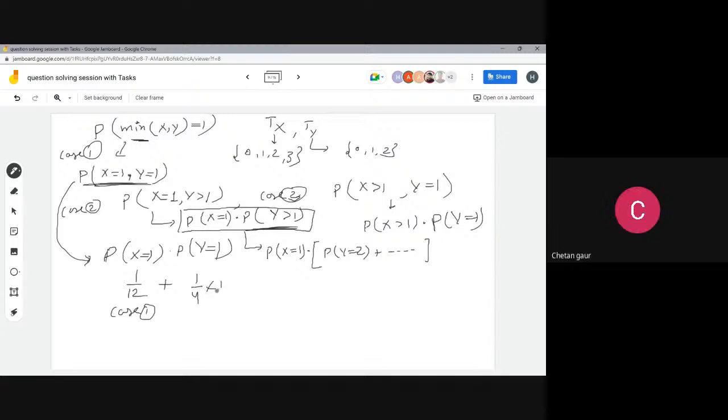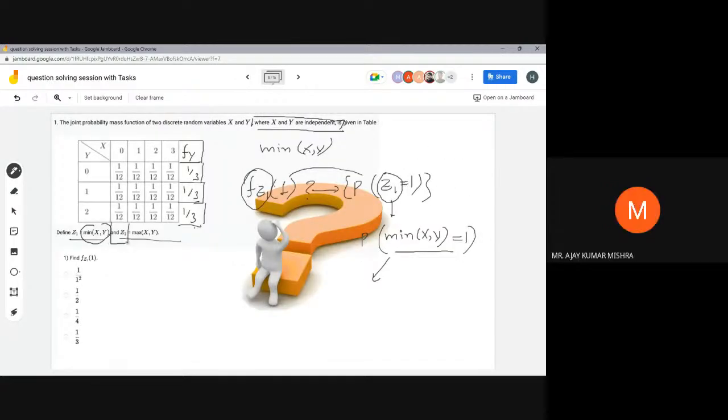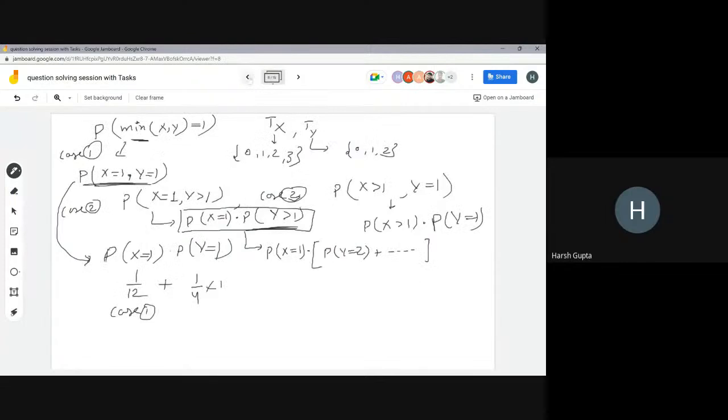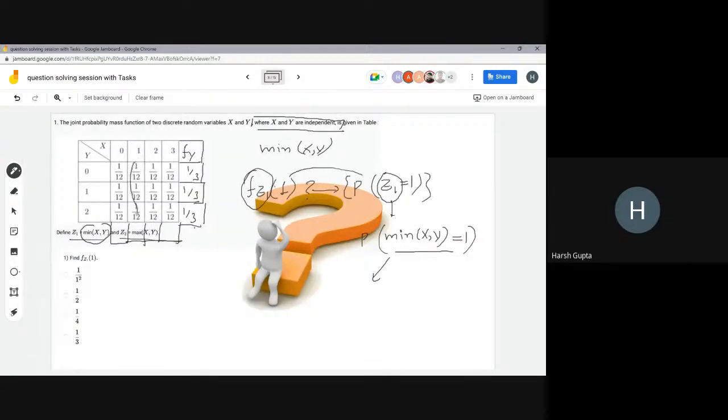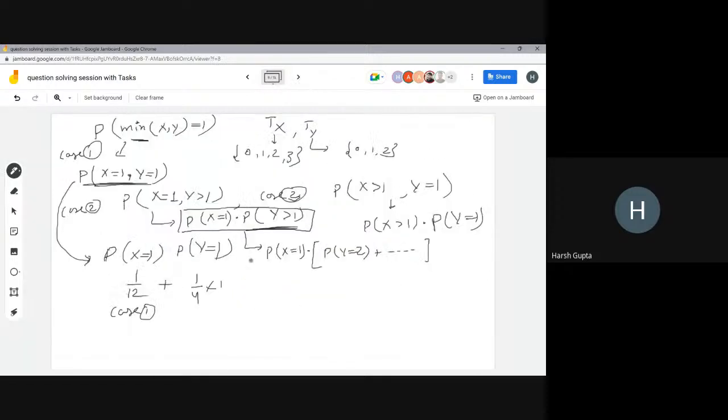How is P(x equal to 1) equal to 1 by 4? When you compute the marginal, we need to add these four values. So the marginal will come out 1 by 4, right? Everywhere it is 1 by 4. At any possible value of x, the probability will be 1 by 4. Probability that x equal to 0 is 1 by 4, x equal to 1 is 1 by 4, x equal to 2 is 1 by 4, and also for 3. So this is 1 by 4, and then multiply by probability that y equal to 2, which is 1 by 3. So 1 by 12.